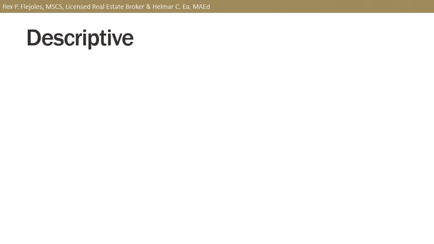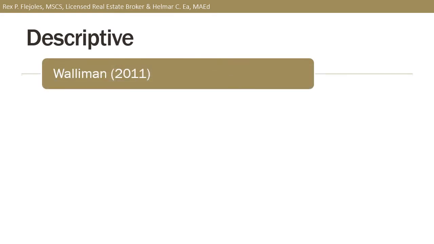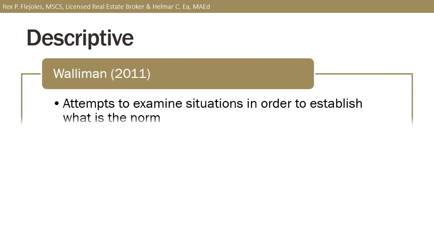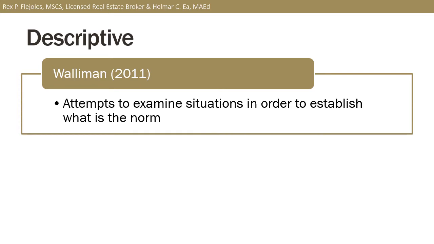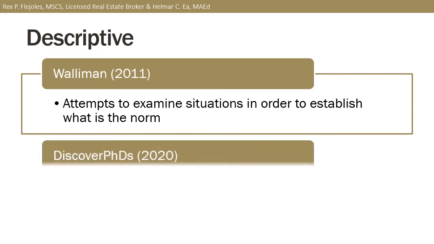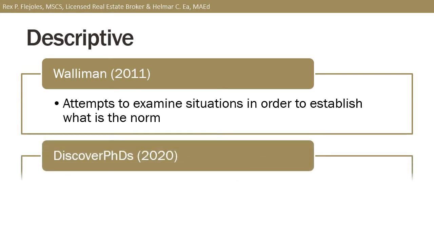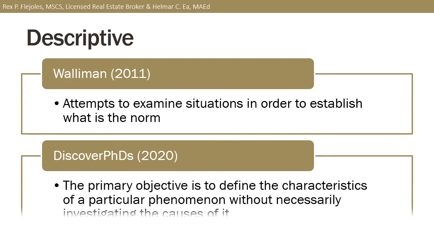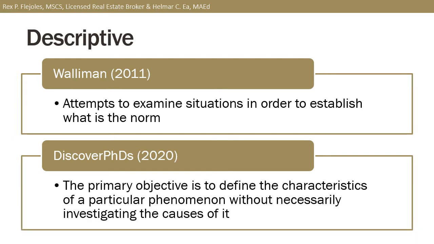First is the descriptive. According to Walliman, descriptive research methodology attempts to examine situations in order to establish what is the norm. Moreover, Discover PhDs mentioned that its primary objective is to define the characteristics of a particular phenomenon without necessarily investigating the cause of it.